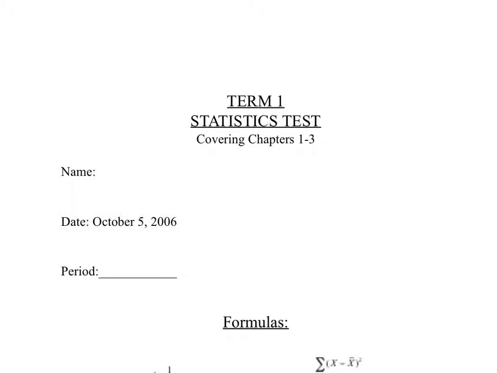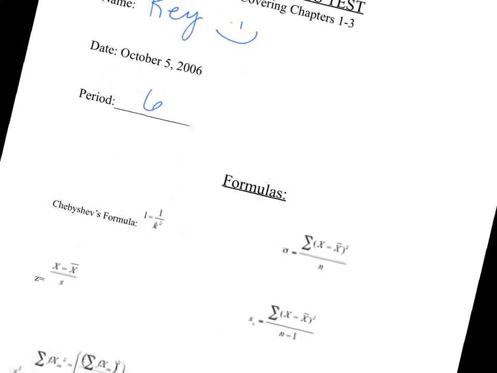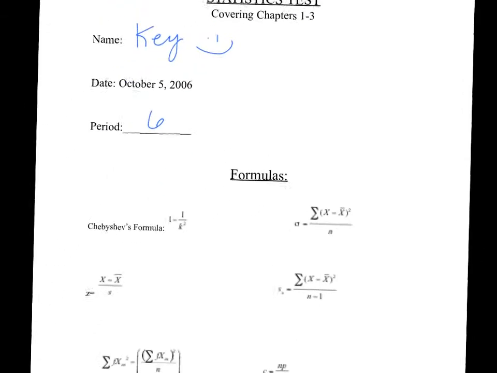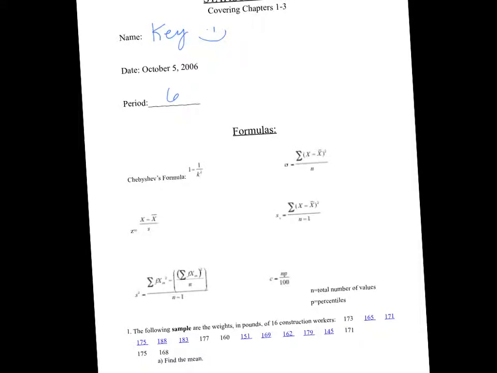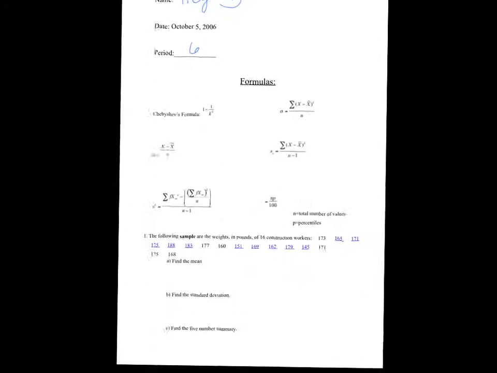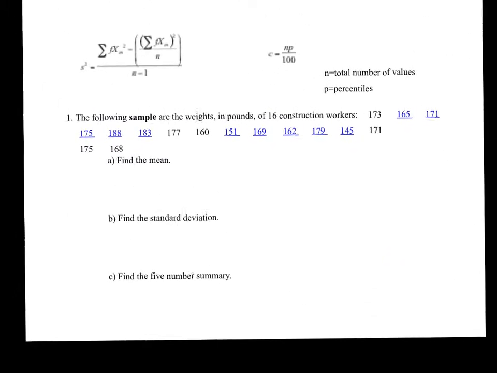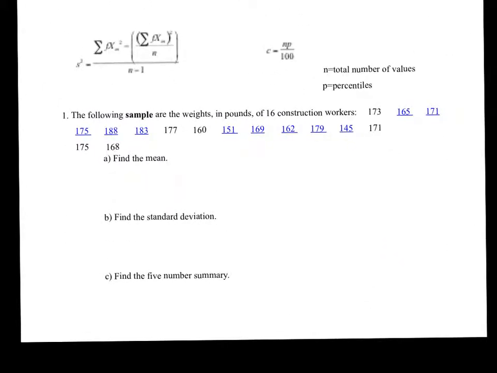So let's take a look at what this looks like. My name is Key, and I'm in period 6. And we move up, and in this first page, it gave you some formulas. Now we're looking at the first problem. The following samples are weights of 16 construction workers. Yes, 16, not 40, Ryan, just 16. Find the mean, the standard deviation, and the 5-number summary.